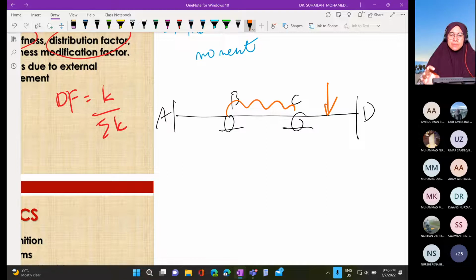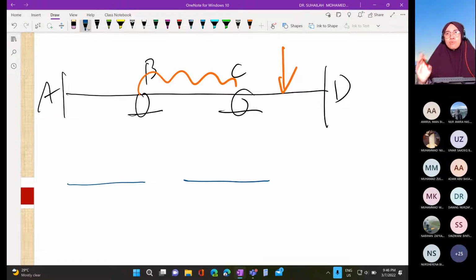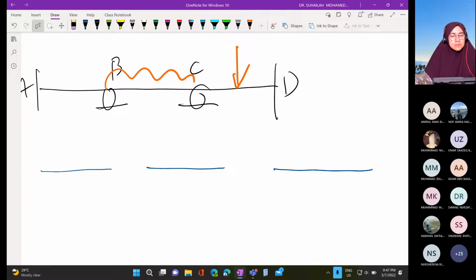And each member, if we look at it one by one, this is the concept that I said you should look at in the slope deflection method. It does not explain again, it does not repeat the explanation from the moment distribution method chapter in the textbook. This is member AB. This is member BC. This is member CD.